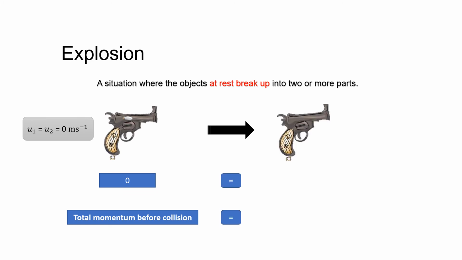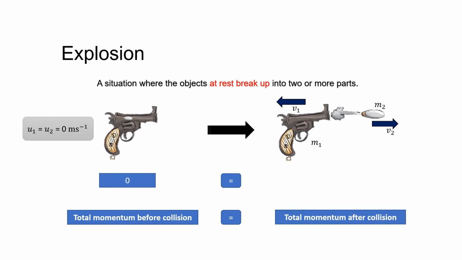During the shot, the gun moves backward with the velocity of v1, while the bullet moves forward with the velocity of v2. So, the total momentum after the collision is m1 v1 plus m2 v2. Explosion is a closed system which does not involve external forces. As such, total momentum is also conserved in explosion.